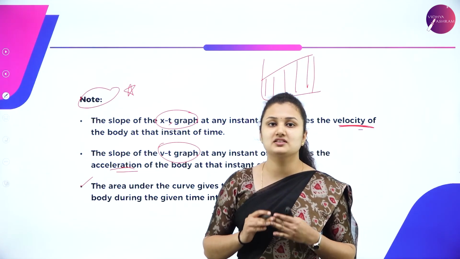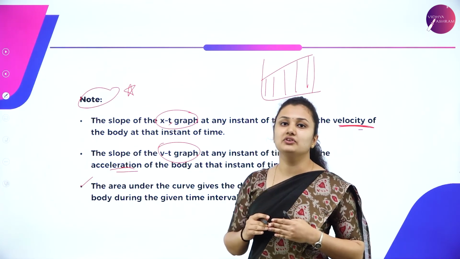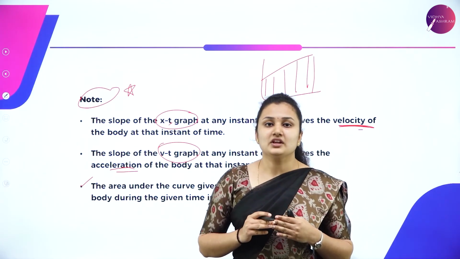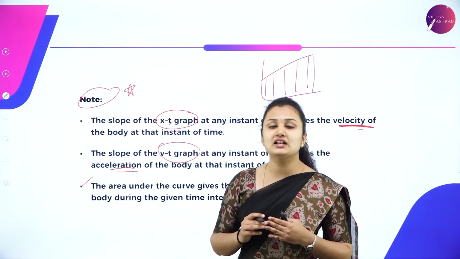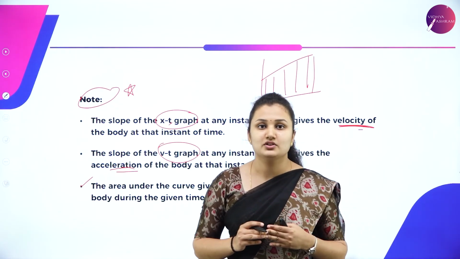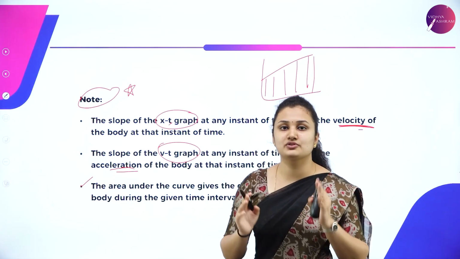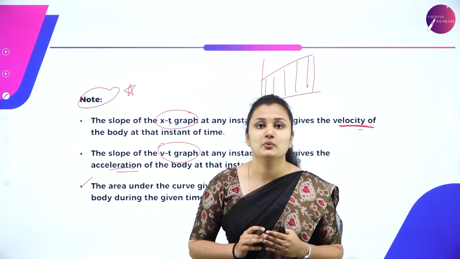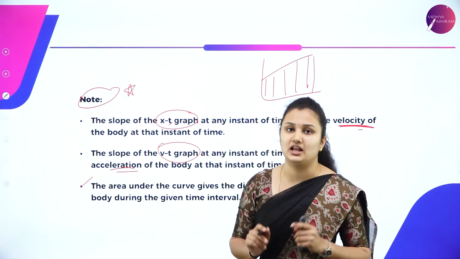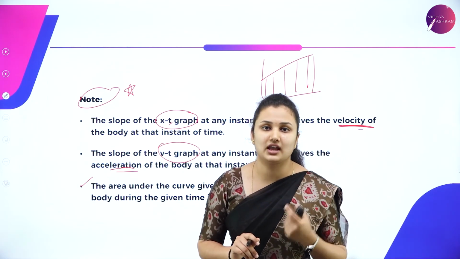What is the purpose and significance of studying the x-t and v-t graphs? So in this session you have studied the graphical representation of motion. First we studied the position-time graph. Under that we came across 4 cases, and next we studied the velocity-time graph. Under that we studied 7 cases. So you should remember what the 4 and 7 cases are.